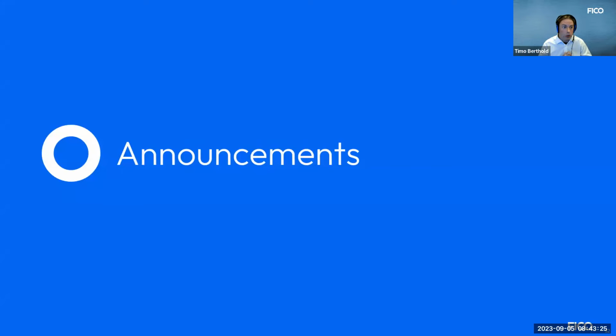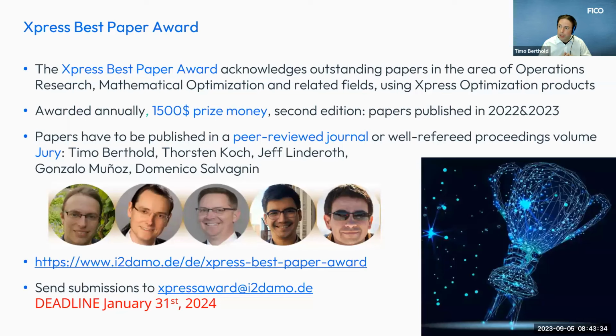Okay, we are coming to the end of our 45 minutes planned presentation time with some announcements. If you are an academic user, then our Xpress Best Paper Award might be of interest to you. The Xpress Best Paper Award acknowledges outstanding papers in the area of operations research, mathematical optimization, and related fields. So this is really an award on the scientific quality of published papers, with the one side condition that it only qualifies for papers that use some Xpress optimization products. It's awarded annually with a nice prize money attached to it.